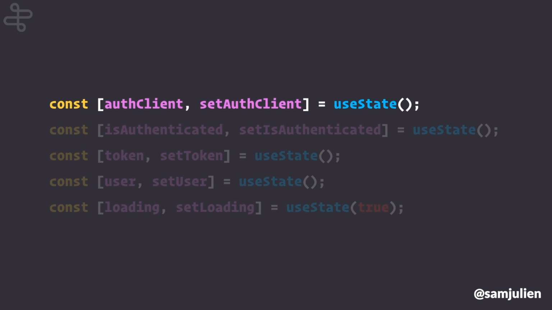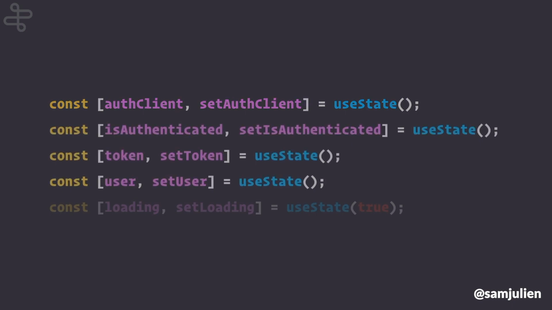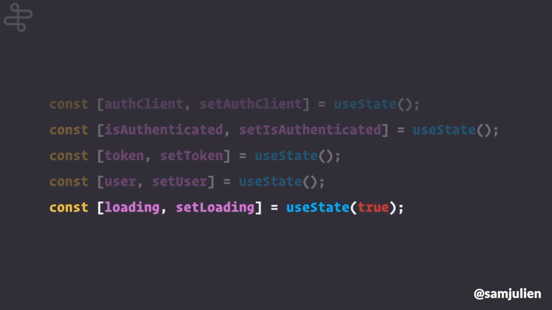So first, if your auth SDK has some sort of client that you're going to need to access, you're going to need to keep track of the instance of that client. So we'd use a hook for that with useState. And then we would also create state with useState for anything we're going to need to keep track of. So isAuthenticated, the token, the user, and then maybe we're going to drive some UI state with just sort of a loading or setLoading. So we do that as well.